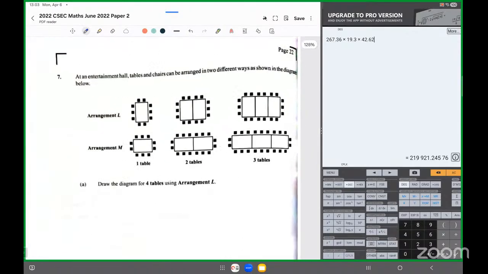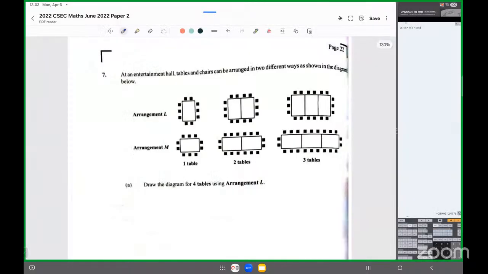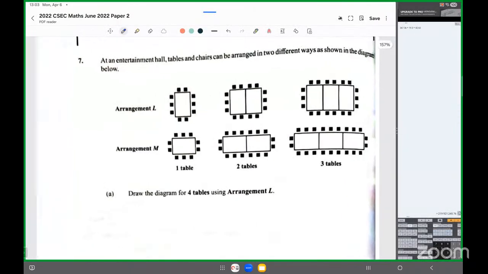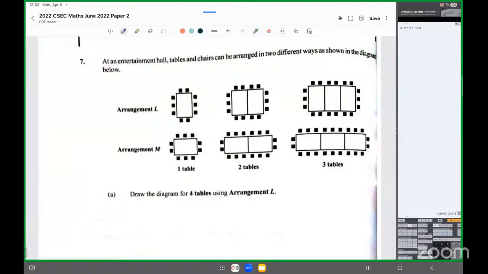All right. This question, number 7, is our pattern question. 4 questions to go. It says, at an entertainment hall, tables and chairs can be arranged in 2 different ways as shown in the diagram. So you can arrange them side by side on the long side like that. You can arrange them on the short side like that. These little things are the chairs, and these are the tables.